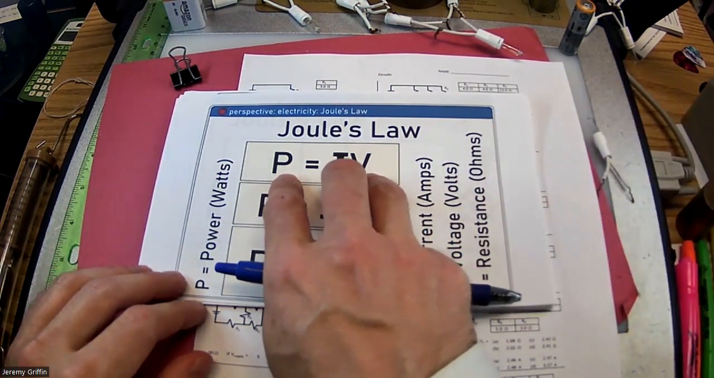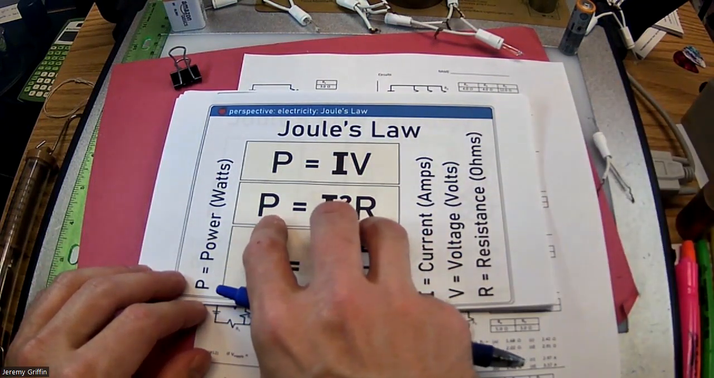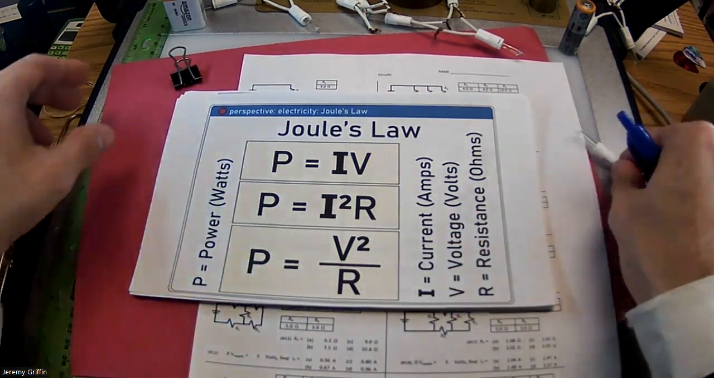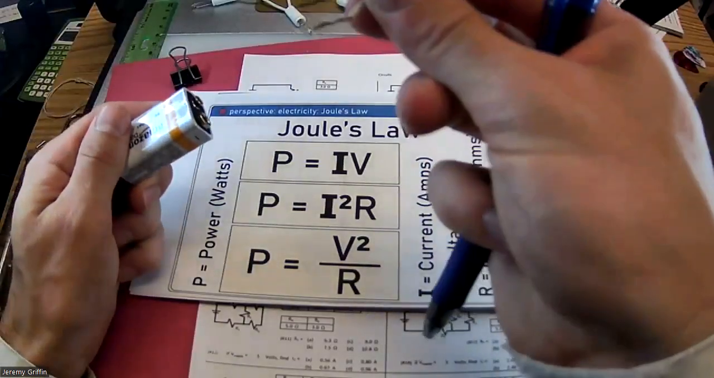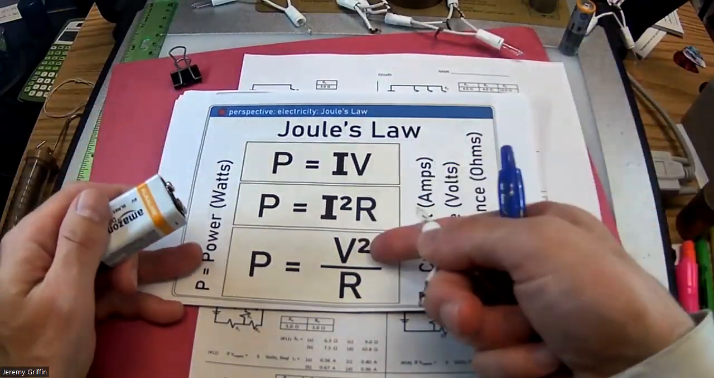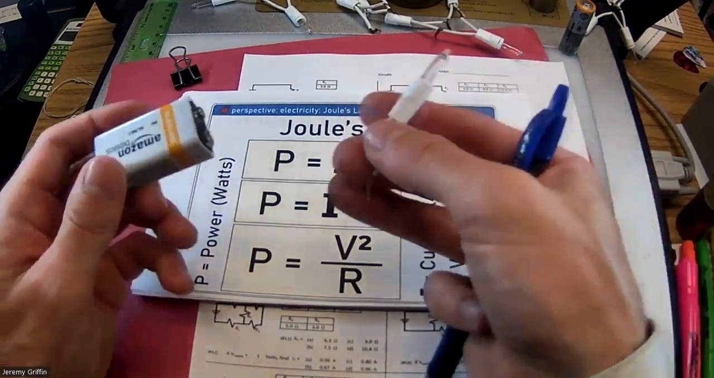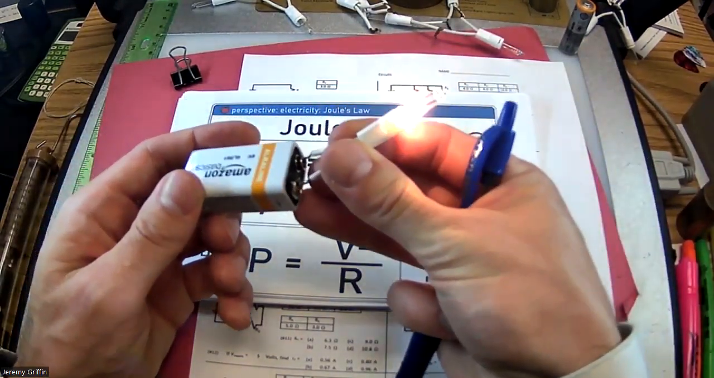So you could do current times voltage. That's a good way to do it. You could do current squared times resistance. You could do voltage squared divided by resistance. They'll all tell you the same thing. So if I know this is 9 volts and this is 2 ohms, I could go 9 squared is 81, divided by 2. So it would be about 40 watts. So boom, that's about 40 watts right there.